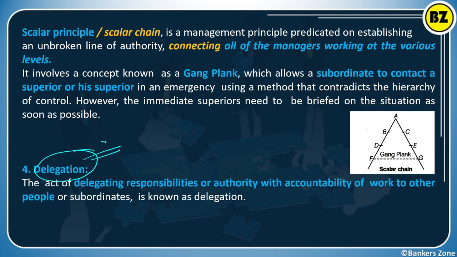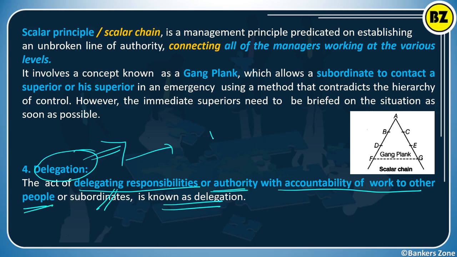It is very simple. Delegation means delegating the responsibility, the authority, and the accountability of work to other people or subordinates. It is called delegation. For example, suppose the branch manager wants to go on leave. What will he do? He will hand over his keys. Keys means the strong room keys, right? This is a practical example so that it will be easy for you to understand.